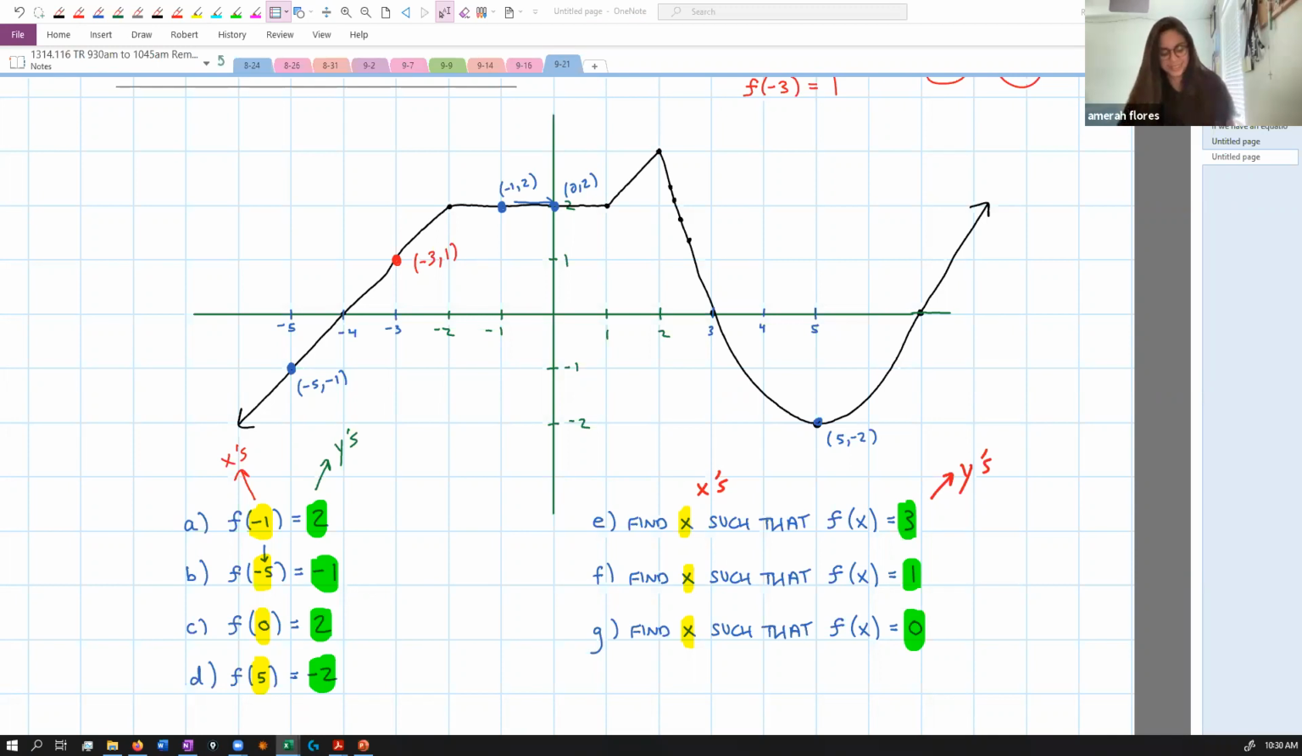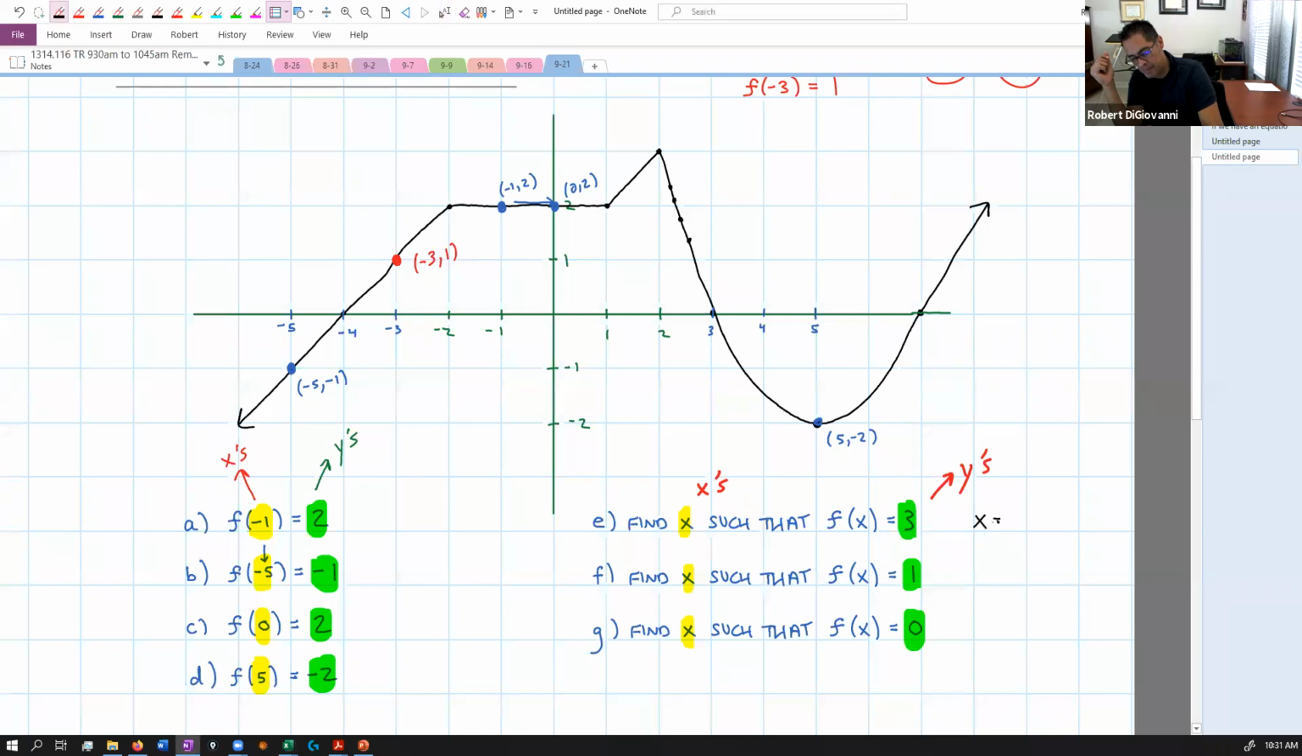Okay, so Amira, do you understand this concept? I think, hopefully, I do. Okay, how about E? What did you get for E? I got 2. X is 2. What do y'all think? Okay, and that is correct, Amira.